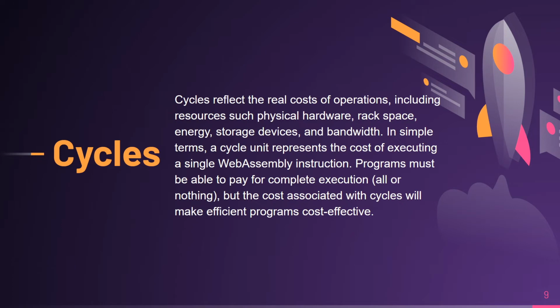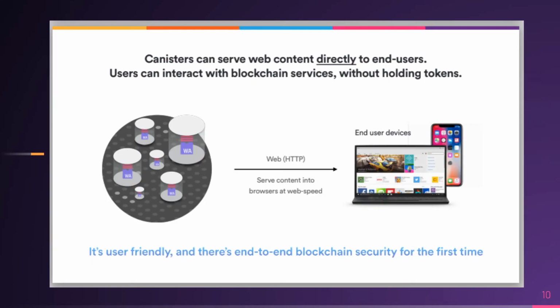You will use your ICP tokens, convert them into cycles, and those cycles will then power the canisters, and the canisters will power the service that you're trying to receive, the web service that you're looking for. Next, canisters can serve web content directly to end users. Users can interact with the blockchain services without holding any tokens.